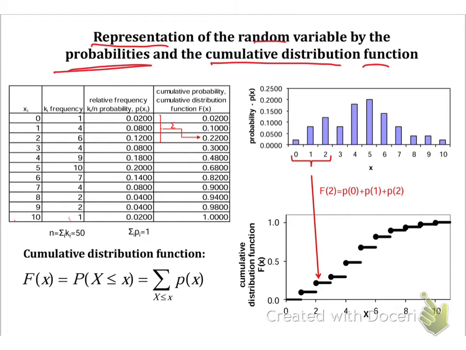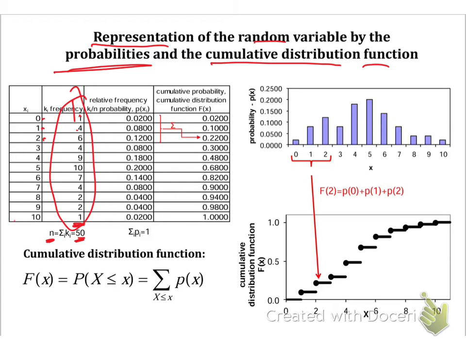So the total number of outcomes, the number of readings, is 50. How do I know that? Because the frequency of 0 is 1, 1 appears 4 times, 2 appears 6 times, 3 appears 4 times, and so on. If I add all of them up, I get 50. So the total n equals 50.